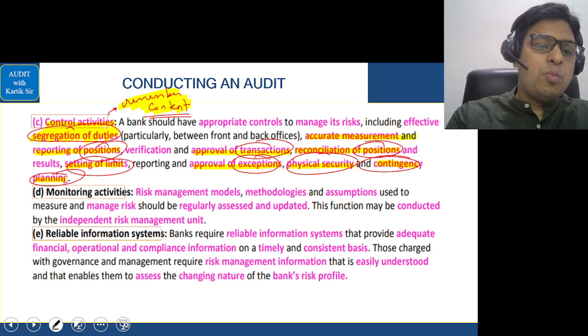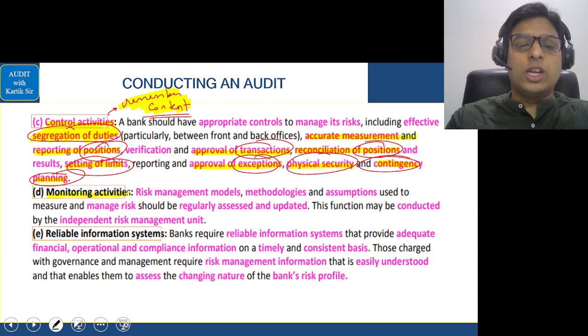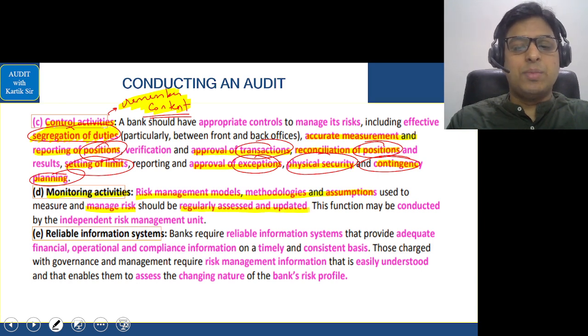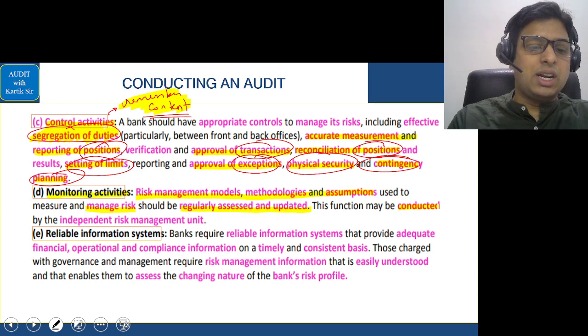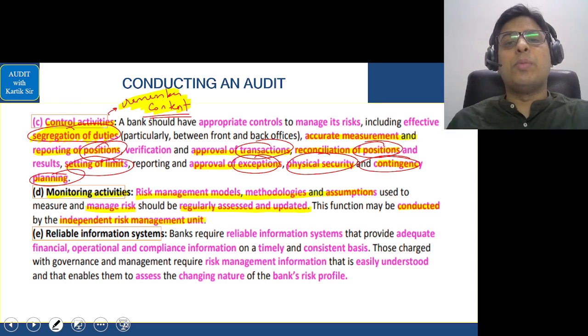Next, monitoring the activities. Auditor should check whether risk management models, methodologies, assumptions used to measure and manage the risk should be regularly assessed and updated, whether they are in place or not. This function may be conducted by the independent risk management unit. So they should see whether it is properly there in place or not.